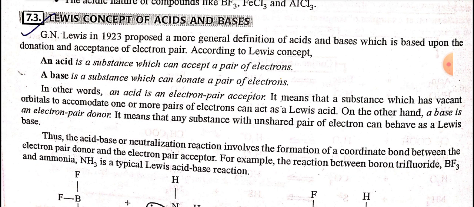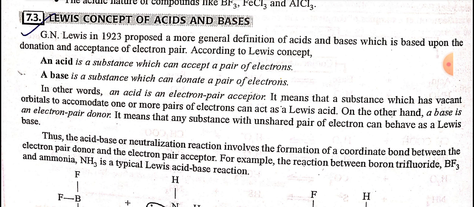Lewis in 1923 proposed a more general definition of acids and bases, which is based upon the donation and acceptance of electron pairs. According to this concept, an acid is a substance which accepts a pair of electrons. A base is a substance which can donate the pair of electrons. In other words, an acid is an electron pair acceptor.